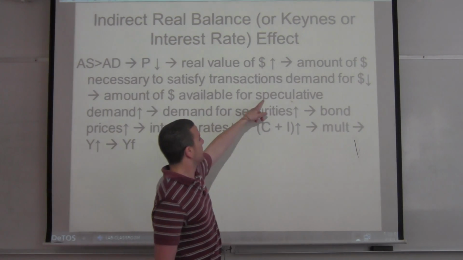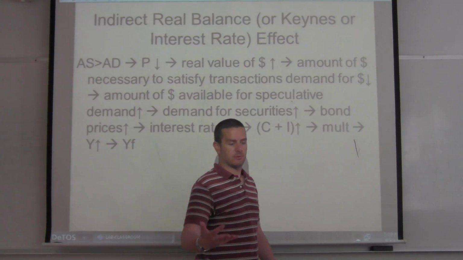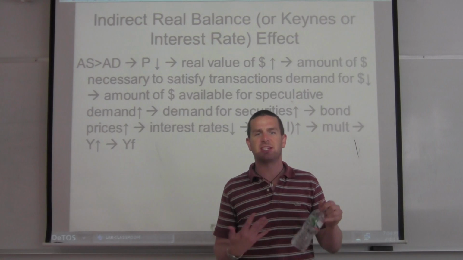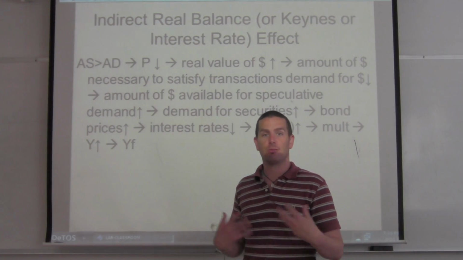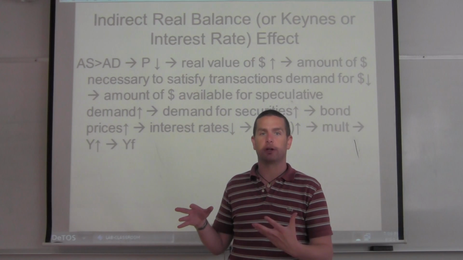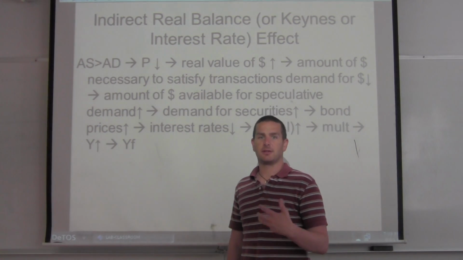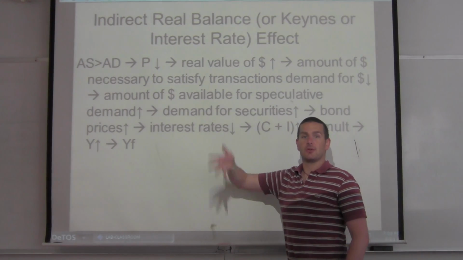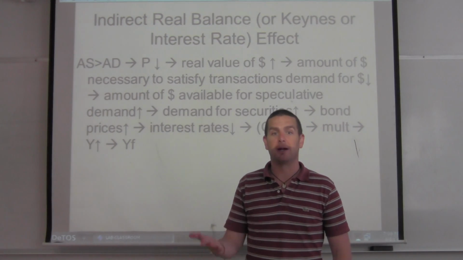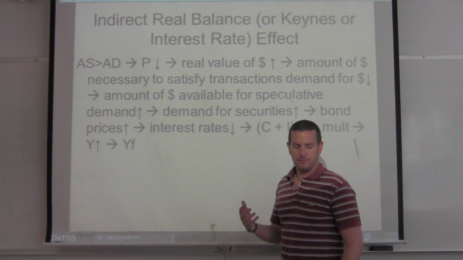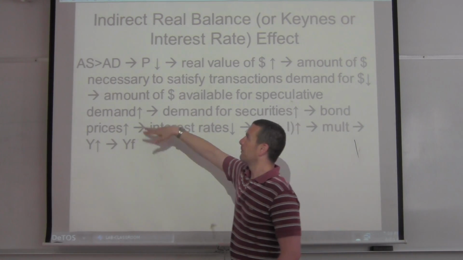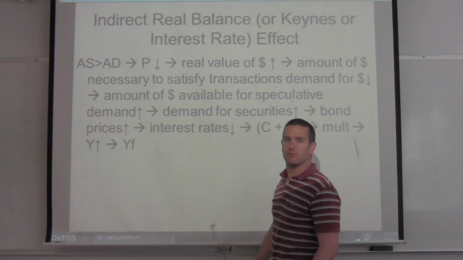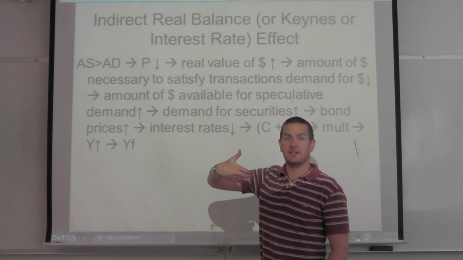Well, if that happens, that leaves you with more money. The amount of money for speculative demand goes up. If I don't have to hold as much money to pay my bills on a daily basis, now I have more money for the stock market. So the speculative demand can go up. That means my demand for securities goes up. I'm going to try to buy more stocks, more bonds, things like that. So let's start from the beginning again. Aggregate supply greater than aggregate demand. Prices go down, which means the real value of our dollar increases.